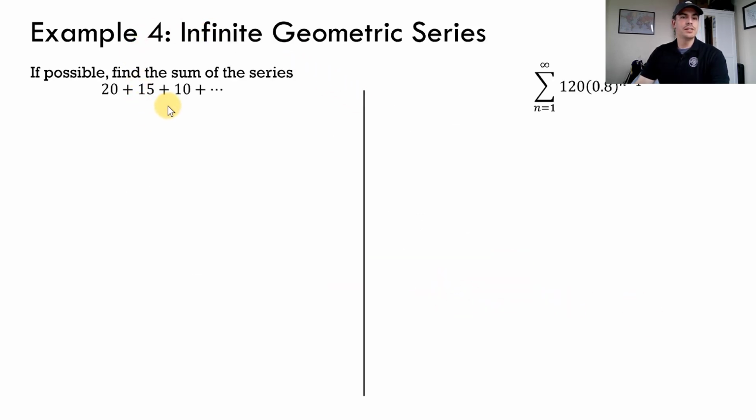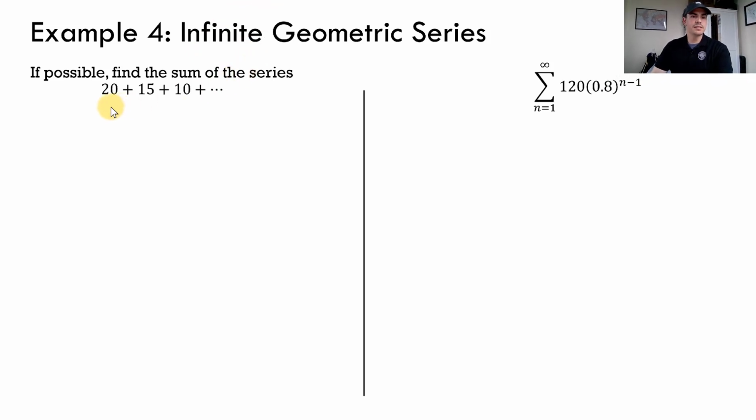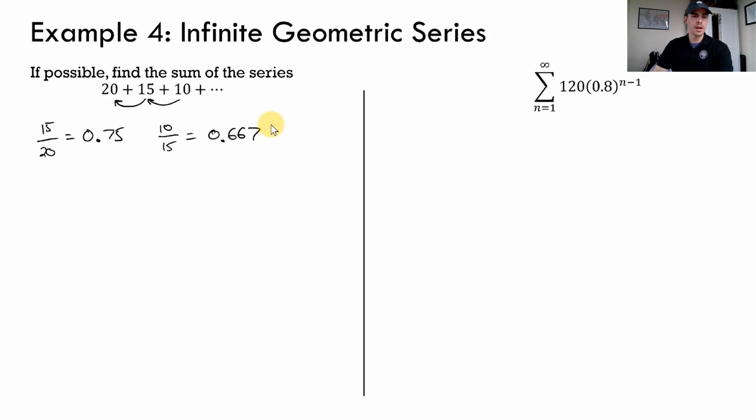Right, now we have an infinite geometric series here. If possible, find the sum of the series. Now, if you take a look at this, this might seem a little bit fishy, right? Because when I take the quotient of my consecutive terms, I get 0.75 for the first two terms, but for the second and third terms, I get 0.667, which is not good, right? Because these need to be the same value here. So we actually don't have a geometric series.